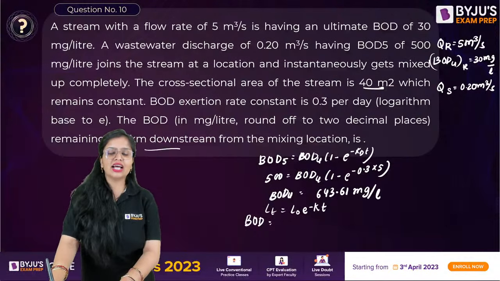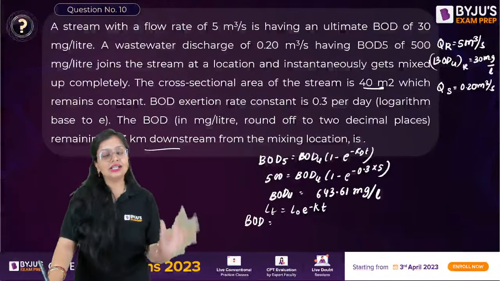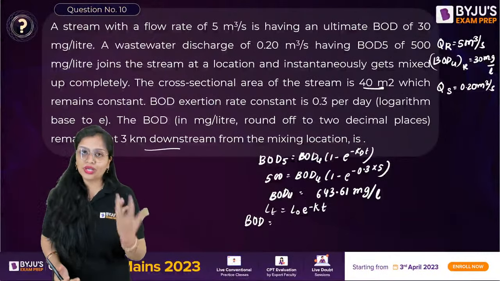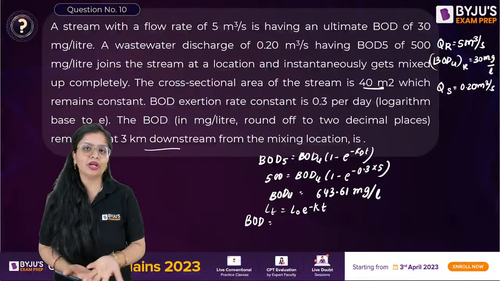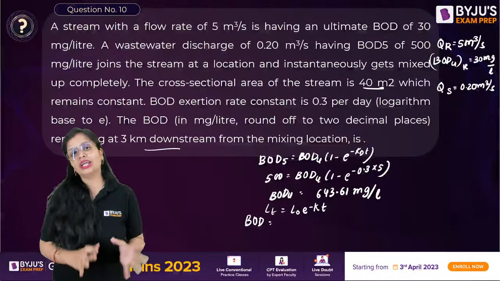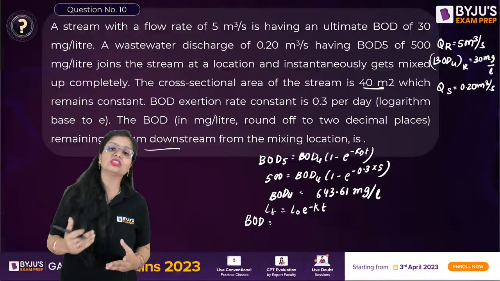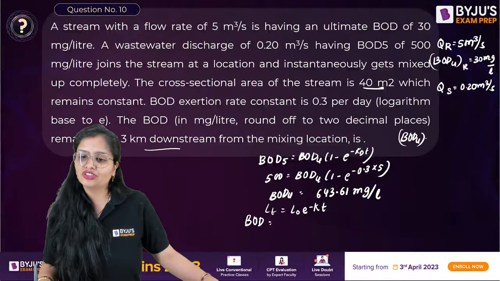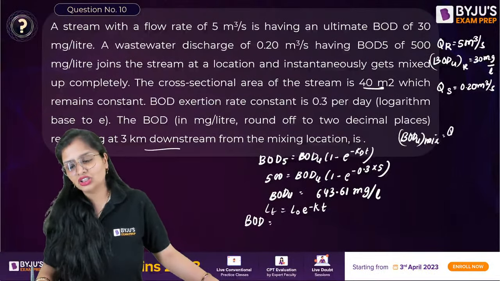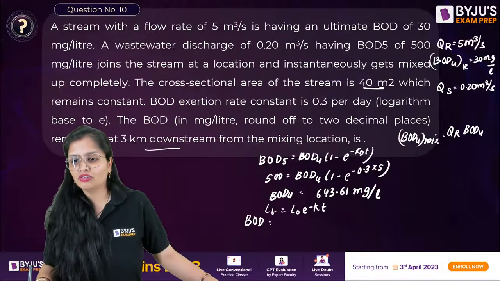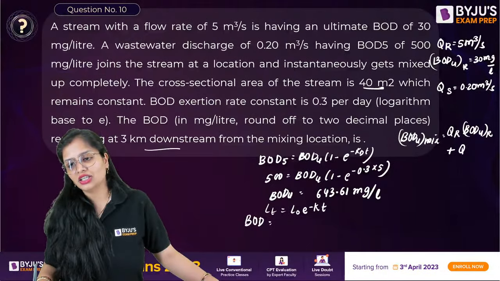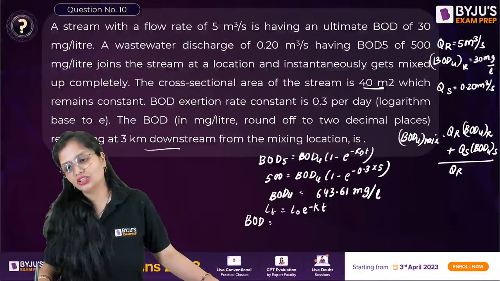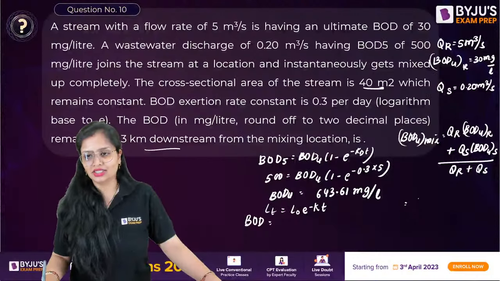So L naught, that is ultimate BOD, will be the ultimate BOD mix of the river as well as of the stream, because for looking it will appear to be river, but actually it is BOD ultimate mix because the sewage has also been mixed. So you will be calculating BOD ultimate mix, which will be discharge of river, BOD ultimate of river plus discharge of sewage, BOD ultimate of sewage divided by discharge of river plus discharge of sewage. That's it.